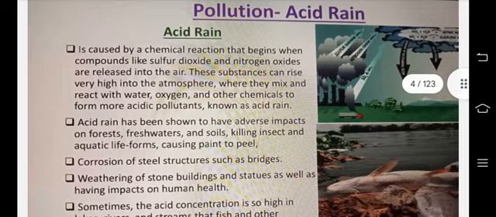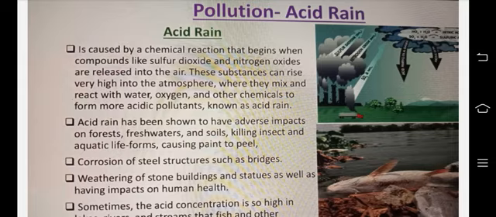Acid rain. That's an important topic. Acid rain is caused by a chemical reaction that begins when compounds like sulfur dioxide and nitrogen oxides are released into the air. These substances can rise very high into the atmosphere, where they mix and react with water, oxygen, and other chemicals to form more acidic pollutants known as acid rain.